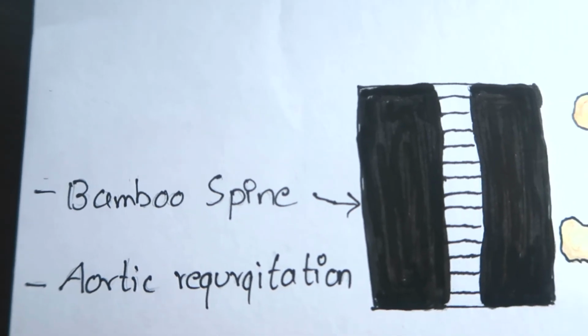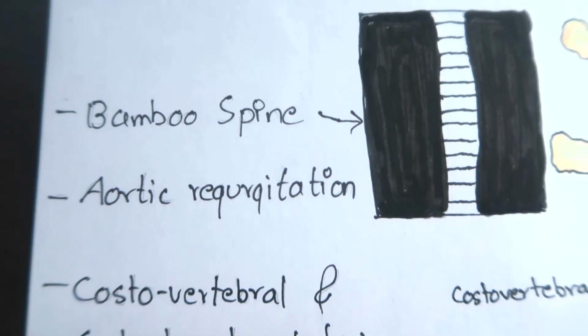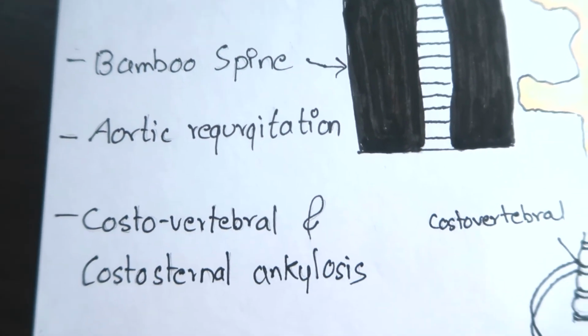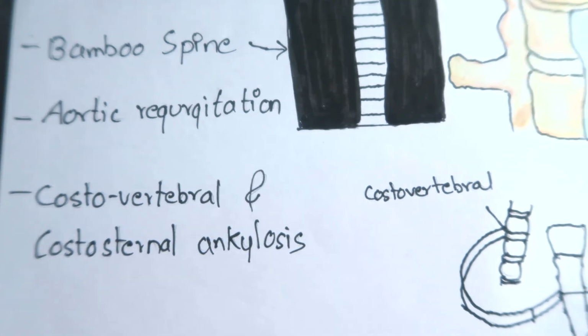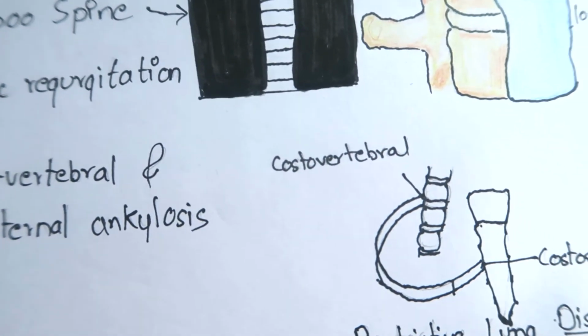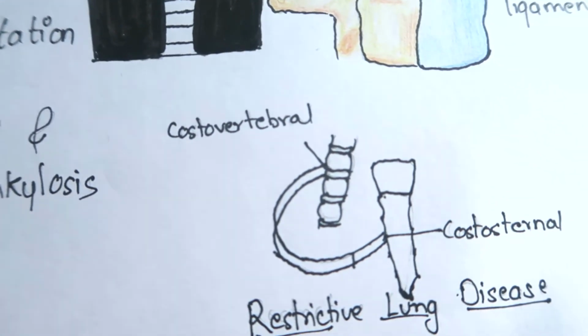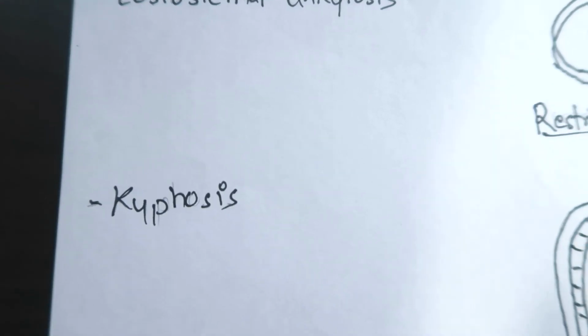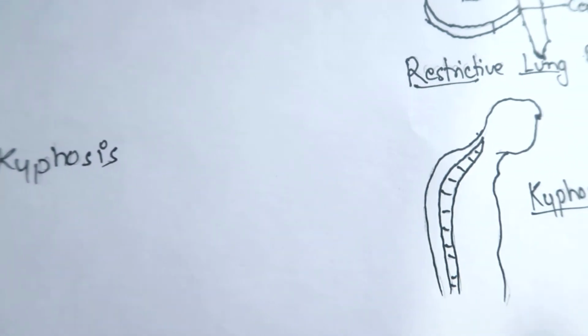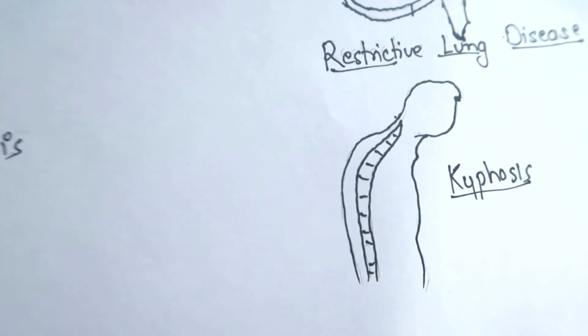Aortic regurgitation can also occur. Ankylosis of costovertebral and costosternal joints can occur, which can result in restrictive lung disease. Kyphosis of the dorsal and cervical spine can be seen.